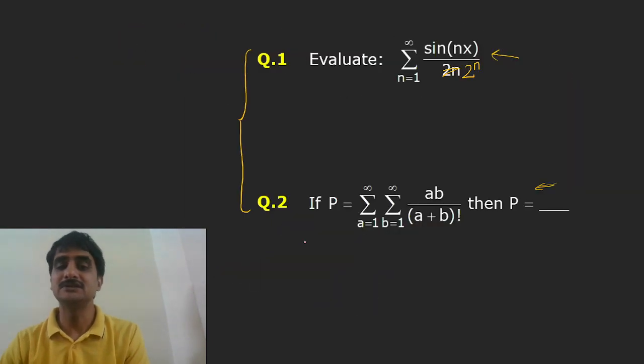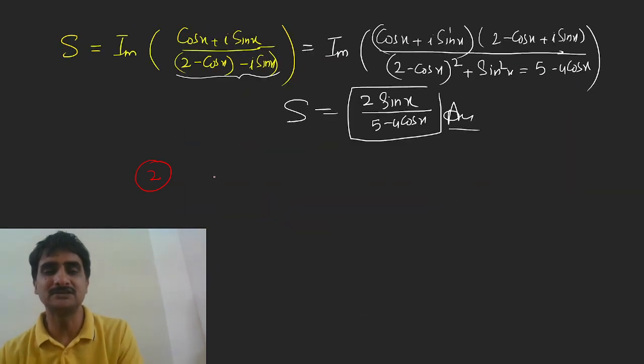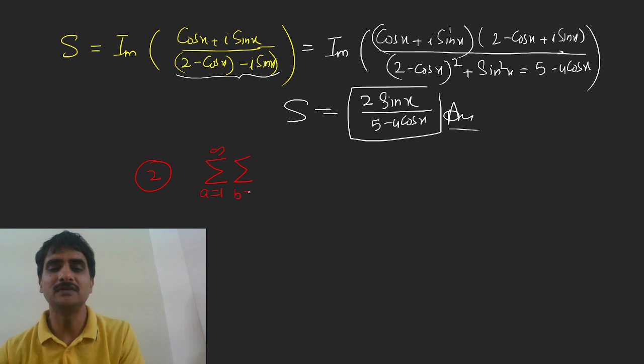The second one, as I said, is a tricky one, so understand it carefully. It might be helpful at some other place. So a goes from 1 to infinity, b is another variable independent of it, goes from 1 to infinity, ab upon a plus b whole factorial.